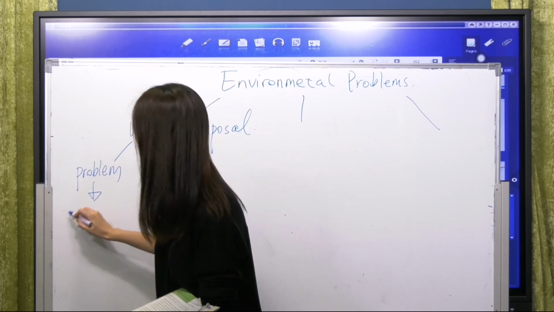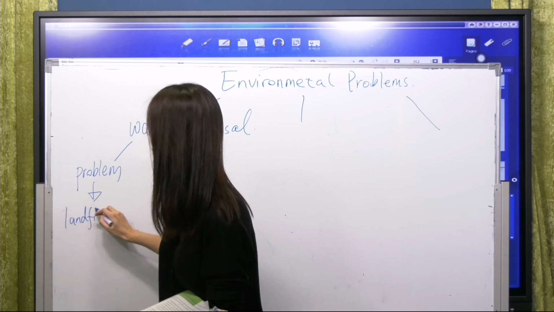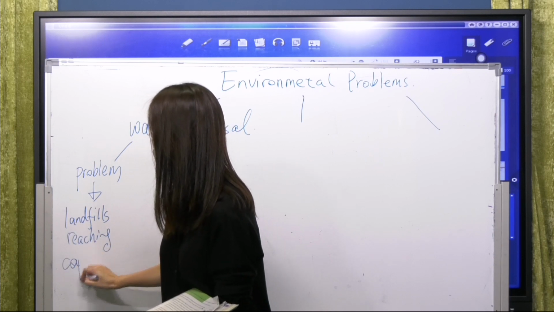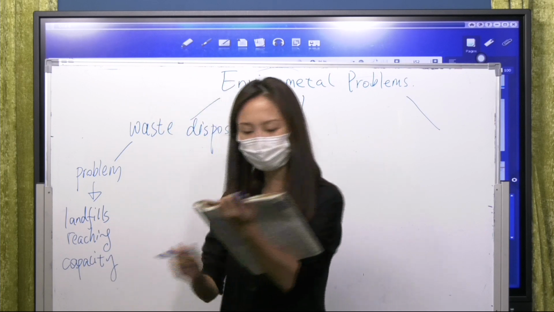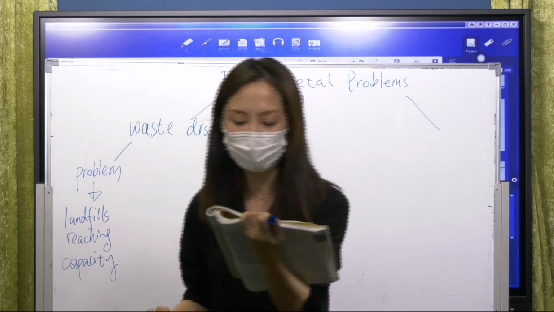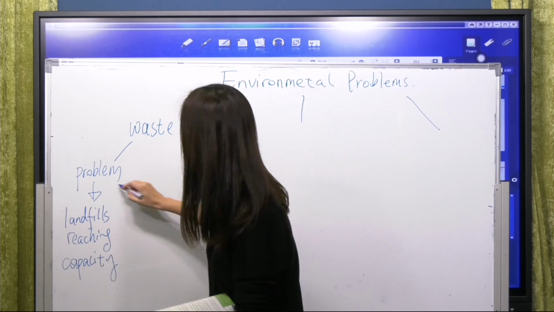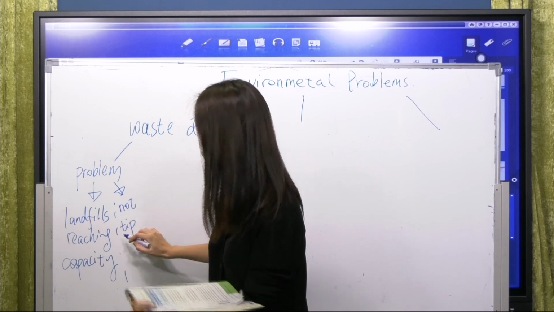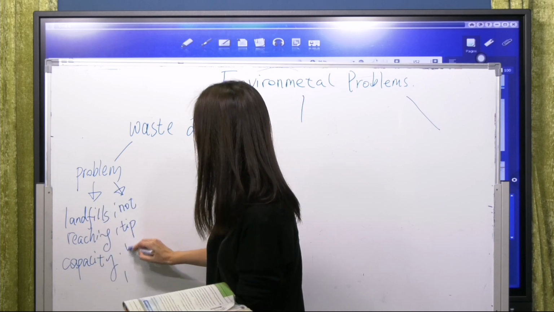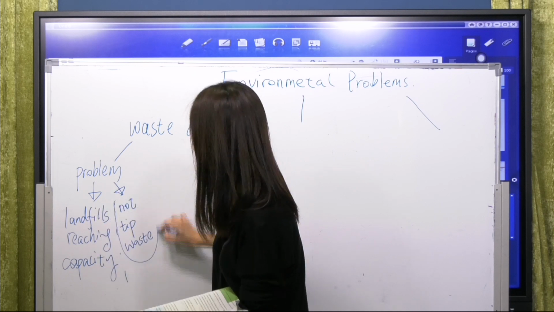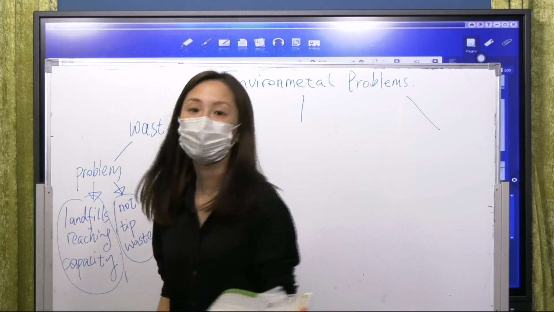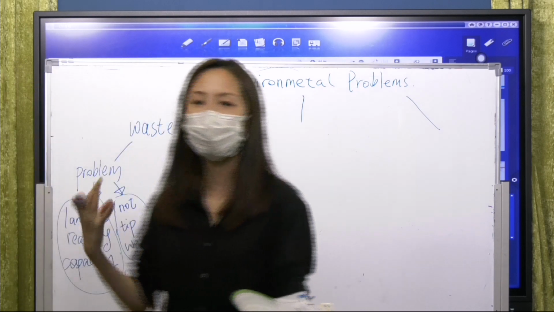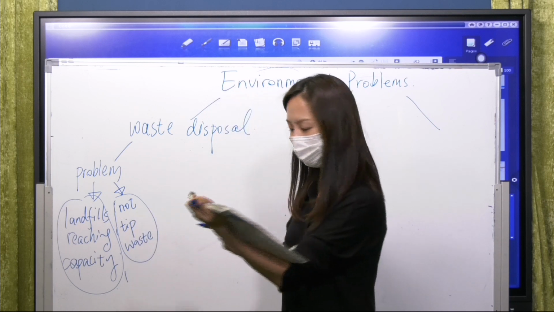Number 1, landfills reaching capacity. Okay, and then we cannot tip our waste into the ground. So problem number 2, not tip waste. Okay, so remember, memorize the words in groups, okay? So how can we solve this problem?